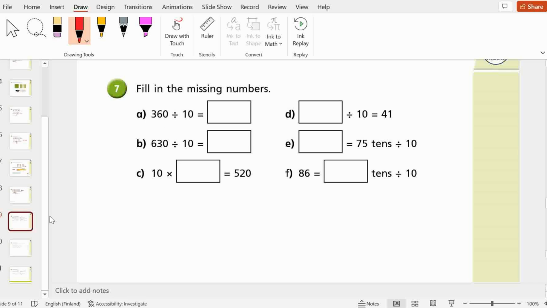360 divided by 10. 36. 630 divided by 10. 10 times what equals 520? Okay, yeah, 52. Now we have to do something a little bit more tricky. We have to go backwards. Now, if you have to go backwards, you just have to do the opposite, which is 10 times 41. What is 10 times 41?